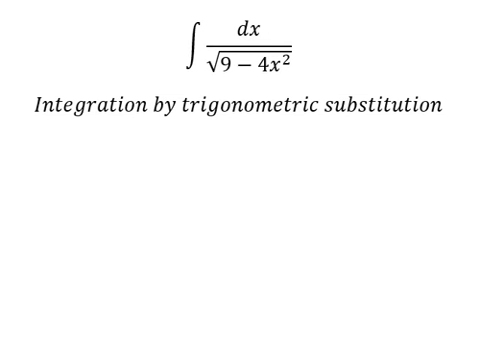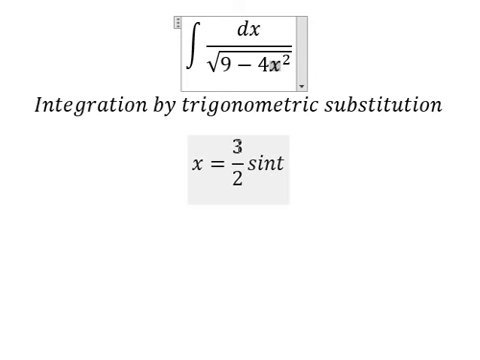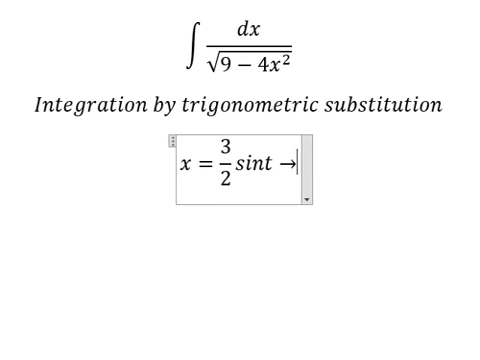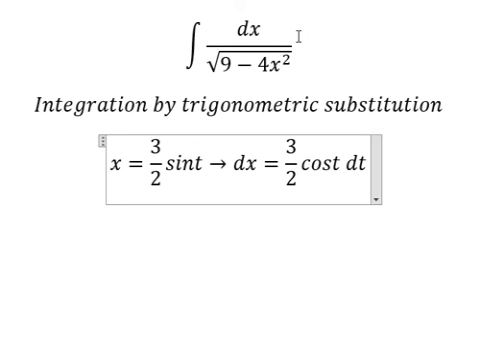substitution. So I will put x equals 3/2 sine t. Because if I put this in here, you get 9/4 sine squared t. The 4 we cancel. The 9 we can factor out. 1 minus sine squared t, you get cosine squared t, and later we simplify the square root and dx. We get 3/2 cosine t dt.